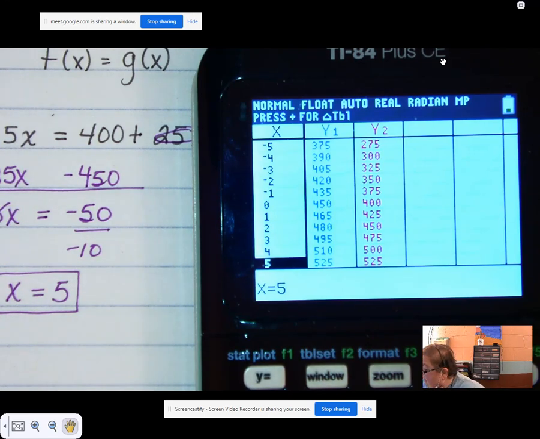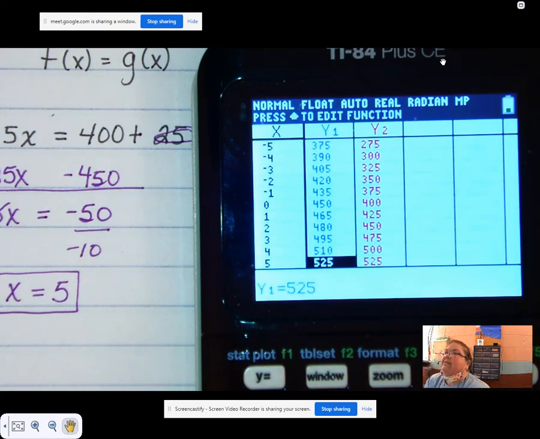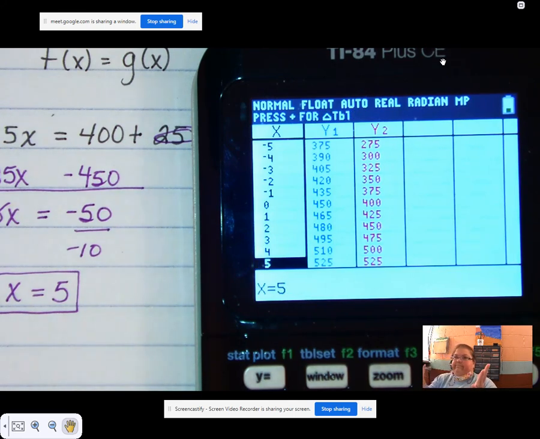Look in the Y's, and what am I looking for? Where they're the same, because they're equal. Look at here, 525, 525. What is my X? Look at it. 5. So X equals 5. So when f of x equals g of x, what can you do if you don't know how to solve it? Type it in that calculator. Okay? Questions about that?